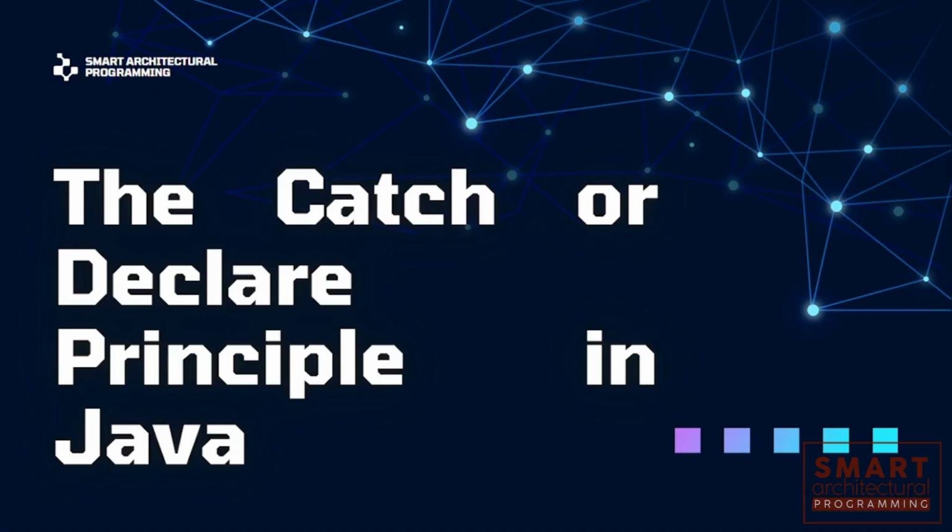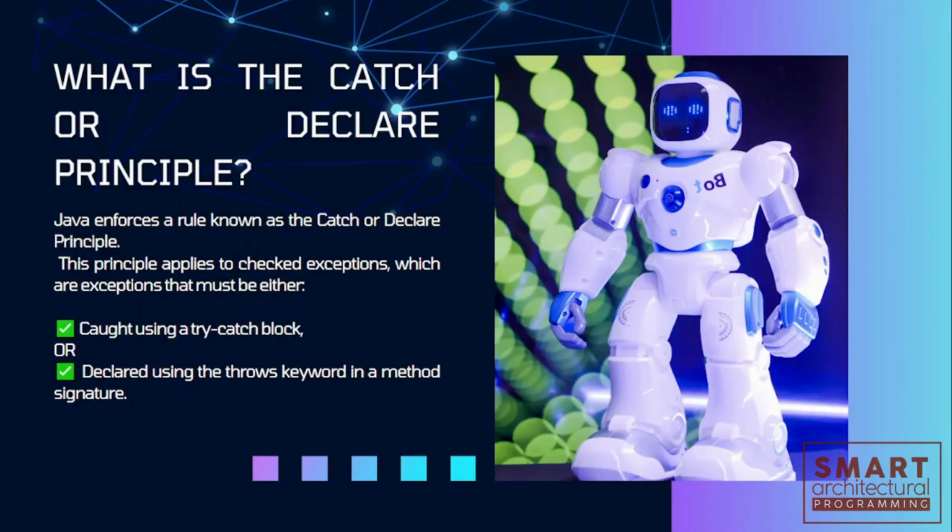So, with all of that, let's first understand what the catch or declare principle is. Basically, Java enforces a rule called the catch or declare principle. The principle applies to checked exceptions, which are exceptions that must be either caught using a try and catch block, or declared using the throws keyword in the method signature. Think of it this way: if a method might throw a checked exception, Java requires that you either handle it or explicitly say, hey, I'm not handling it here, it's someone else's responsibility.